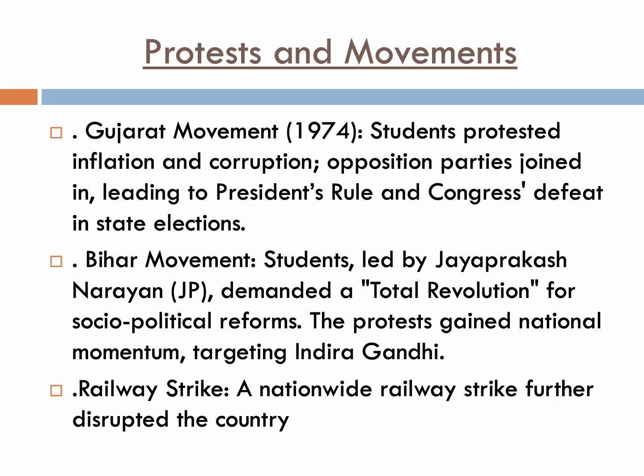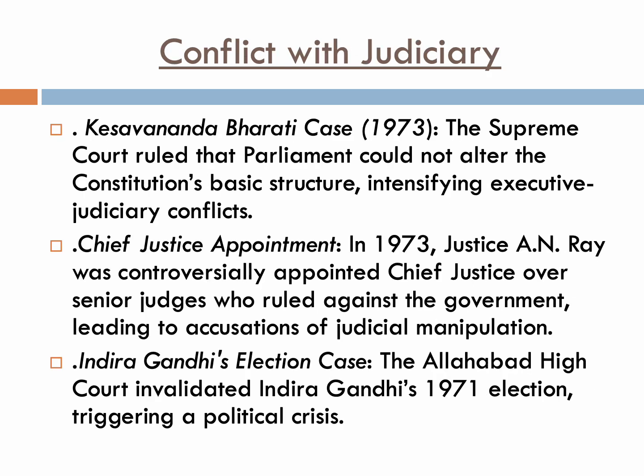Next, protest and movements. The Gujarat movement took place in 1974, which led to the President's rule in that particular state. Then the Bihar movement, in which Jayaprakash Narayan, or JP, demanded a total revolution targeting Indira Gandhi. Then the railway strike that happened nationwide. Finally, the conflict with judiciary.